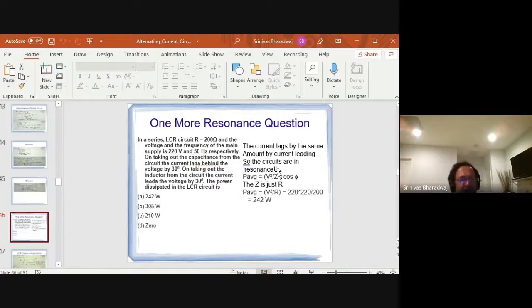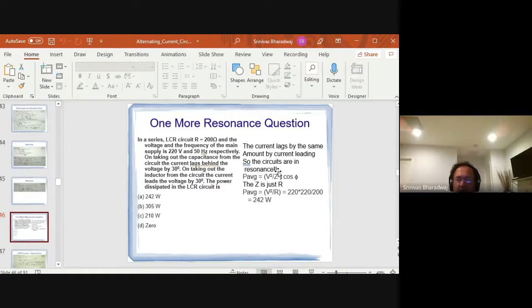So that is your tan phi. So tan 30 is what? 1 by root 3. So 30 degrees means tan 30 is 1 by root 3, which equals R by omega L. Okay. So R by omega L. So from that you can calculate the L. On taking the inductor from the circuit, the current leads the voltage by 30 degrees. So what they are saying is that this is 1 by omega C, right?